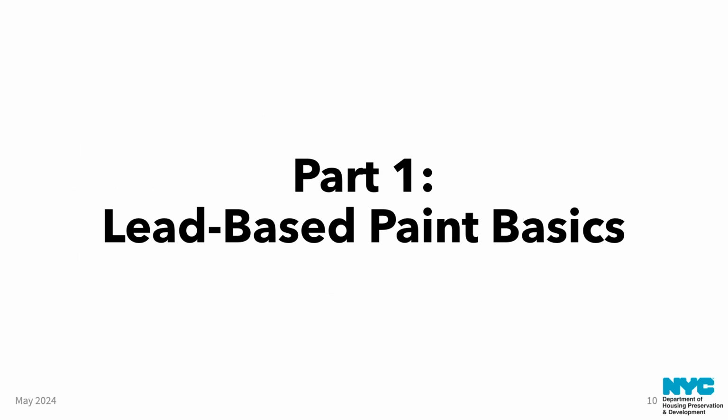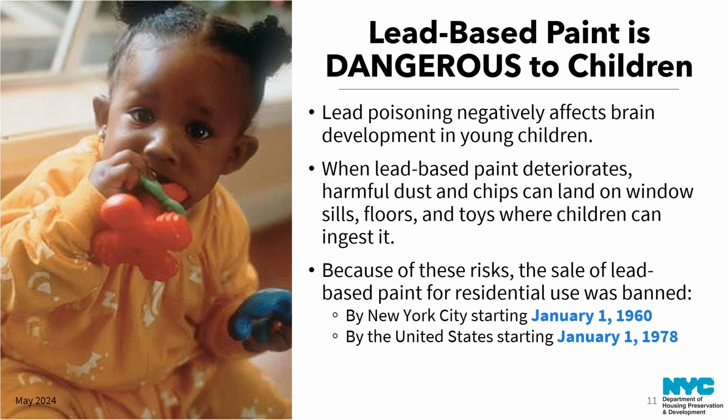So let's review our basics. The most basic fact is why we're all here, because lead-based paint is dangerous to children. Lead poisoning negatively affects brain development in young children. And when lead-based paint deteriorates, it turns into harmful dust and chips. Those get into the child's environment where they can ingest it. And children are at particular risk because they explore their environments through hand-to-mouth activity, as we see in the photo at left here, and also because their nervous systems are still developing.